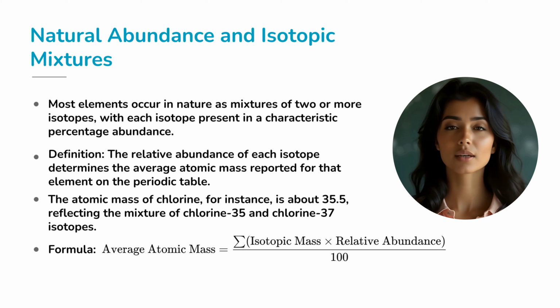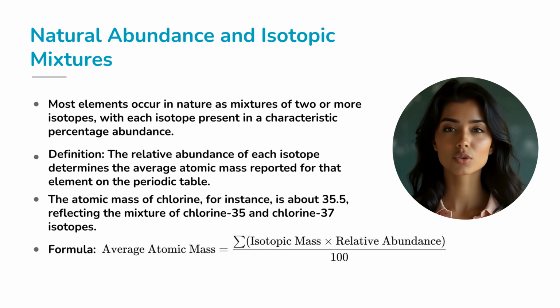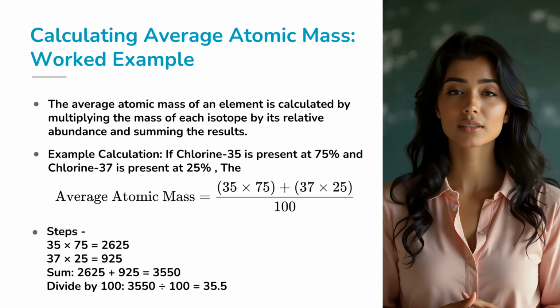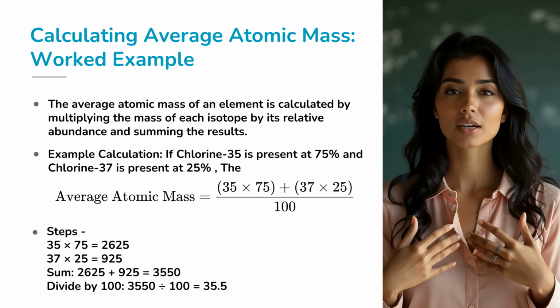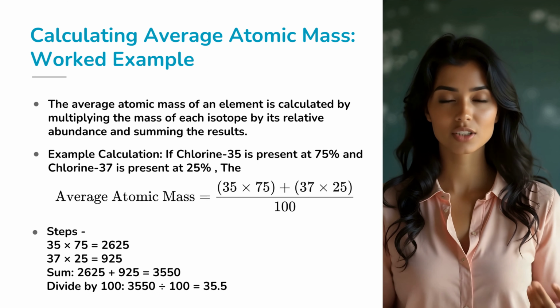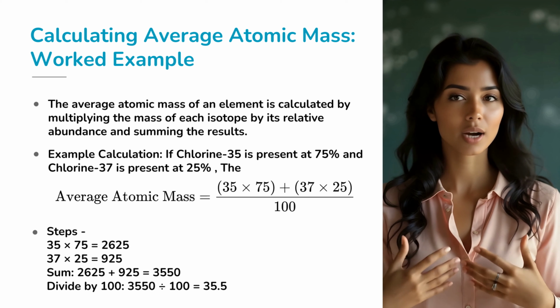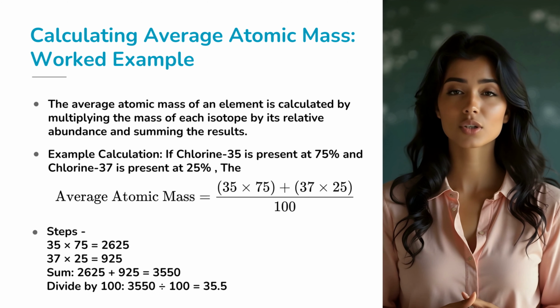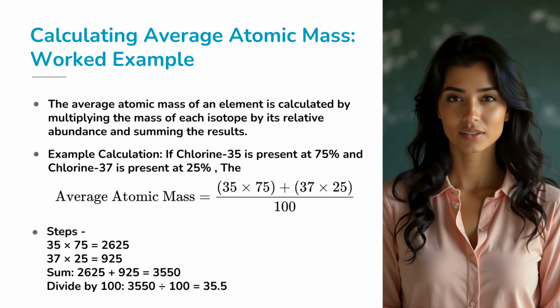Let's write a formula. Average atomic mass equals the sum of (isotopic mass times relative abundance) for all isotopes, divided by 100. Let's solve a real calculation. Suppose 75% of chlorine is chlorine-35 and 25% is chlorine-37. Average atomic mass equals (35 × 75 + 37 × 25) divided by 100.